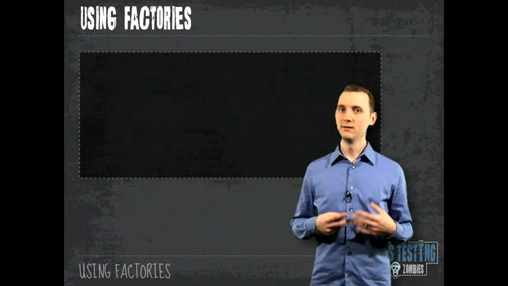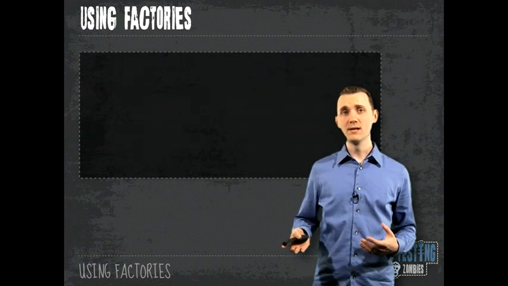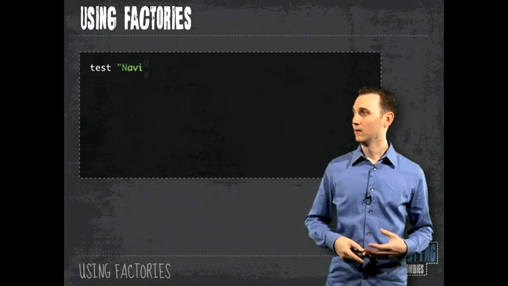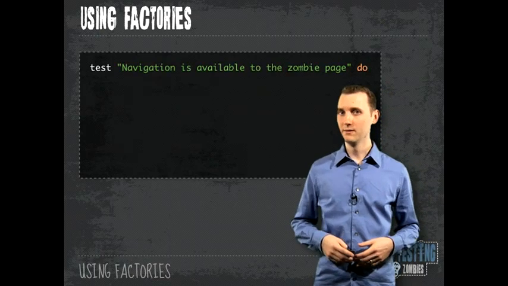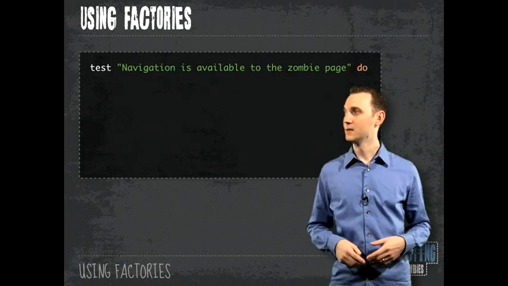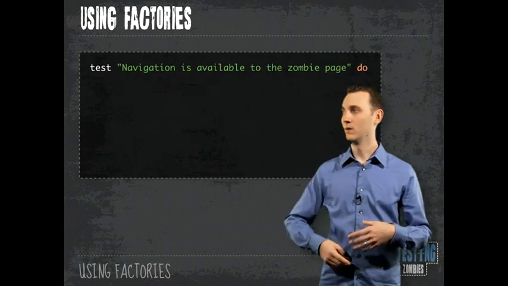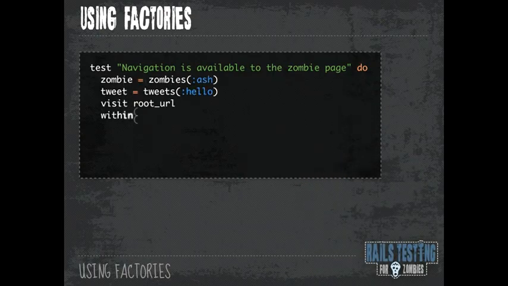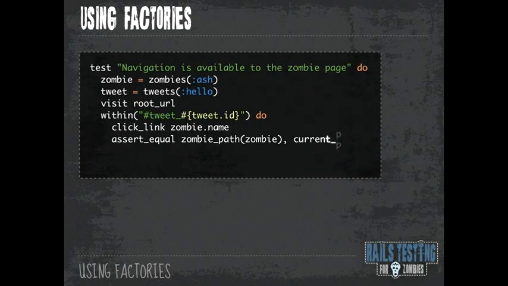So now that we've seen what it looks like at a unit level, let's take a look at an integration test. So here's something that we kind of saw a little bit of earlier. We're going to test that navigation is available to the zombie page. We are going to load a zombie from the fixtures. We're going to load a tweet for that zombie from the fixtures. We're going to visit the root URL. Again, we're using Capybara here. And we're going to say within a particular area of the page, we want to make sure there is a link to the zombie and that when I click on that link, I end up on the zombie's page.